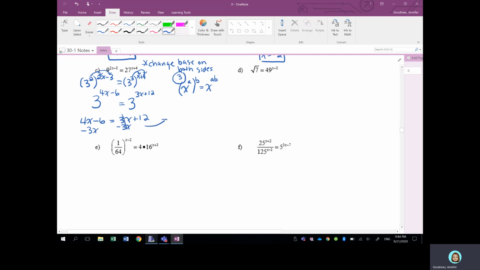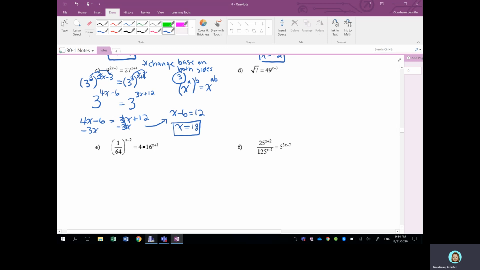4x minus 3x is just x. So we're left with x minus 6 on the left-hand side, 12 on the right-hand side. Add the 6 to both sides, and we get x equals 18. And that would be our solution.